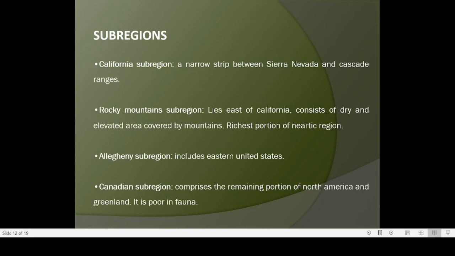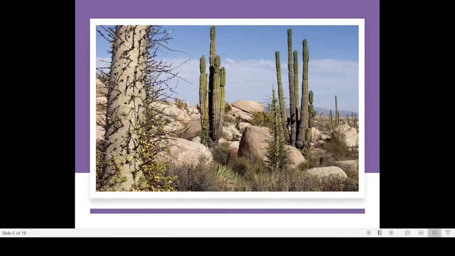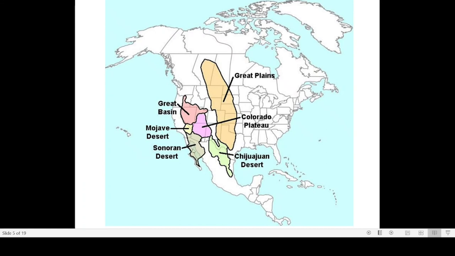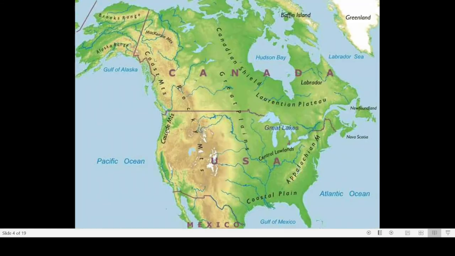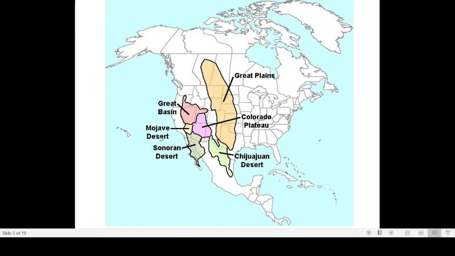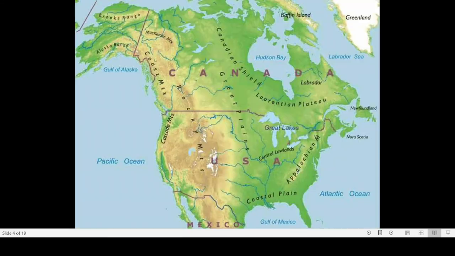As I told you, it is on the western border of North America. The Californian subregion is actually a narrow region, a narrow strip between the Sierra Nevada and the Cascade Mountains. Here you can see these are the Cascade Mountains. So between the Cascade Mountains and the Sierra Nevada, we can find a small region, and that small region comes under the Californian subregion.